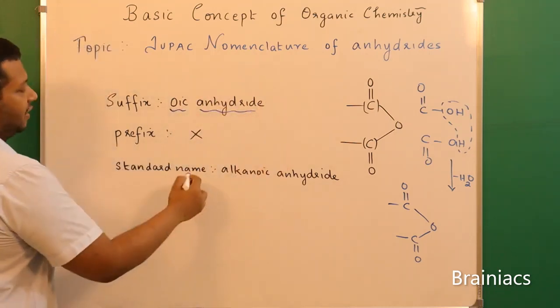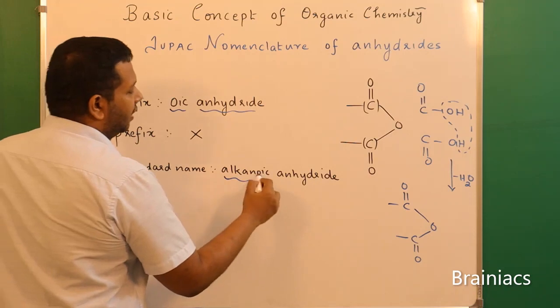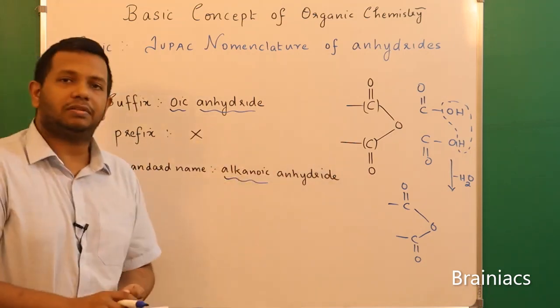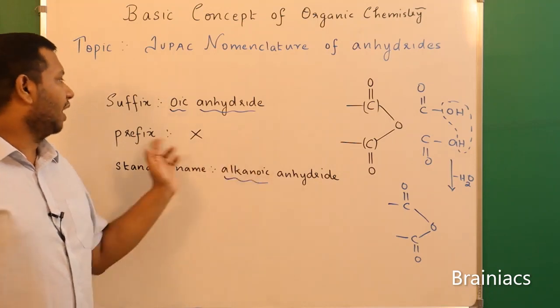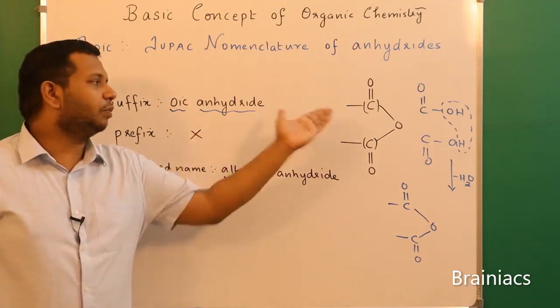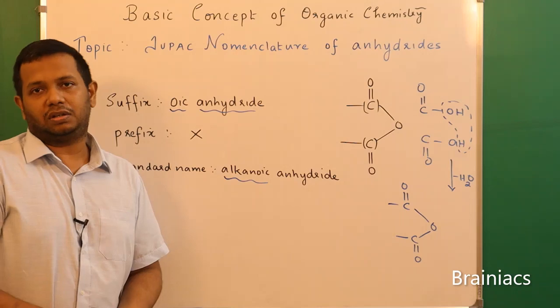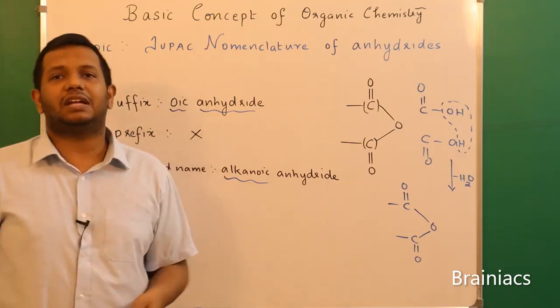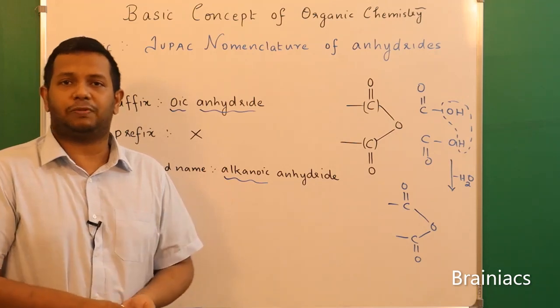The standard name usually used is alkanoic anhydride. So this can be varying, I will tell how it is. Usually it is alkanoic anhydride and there is no prefix. Prefix means it will not behave like a substituent in normal cases. That's the reason why there is no prefix, and this is the same in the case of esters. For esters also there is no prefix.